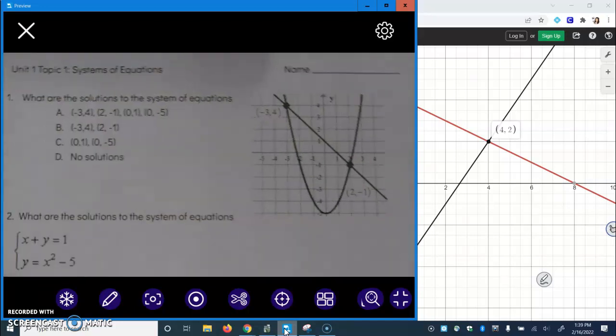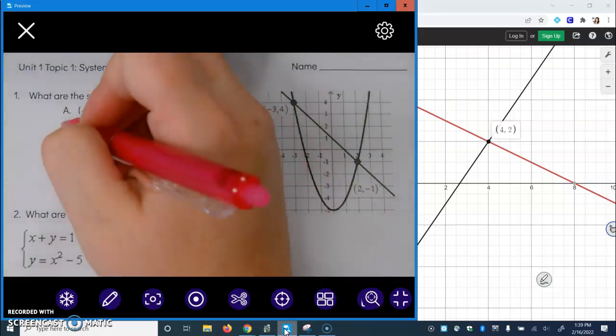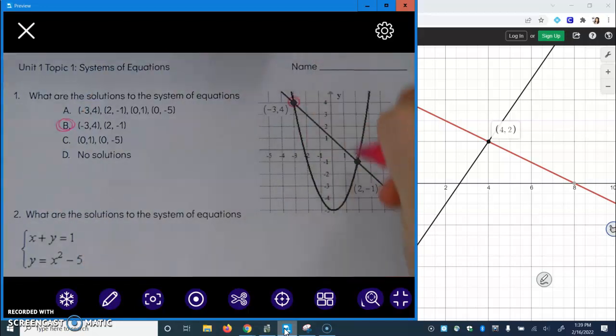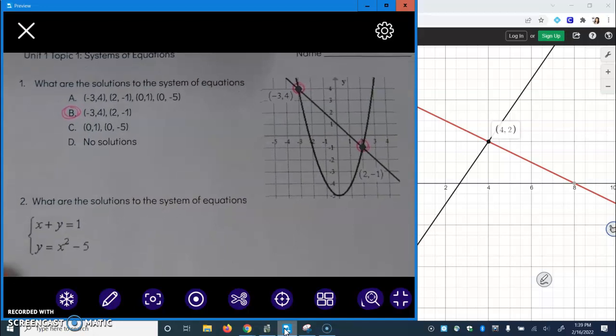All right, so number 1, what are the solutions to the system of equations? And you're given this graph. So I'm going to pause it and let you pick an answer. All right, hopefully you picked choice B, because those are the 2 points where they intersect each other.